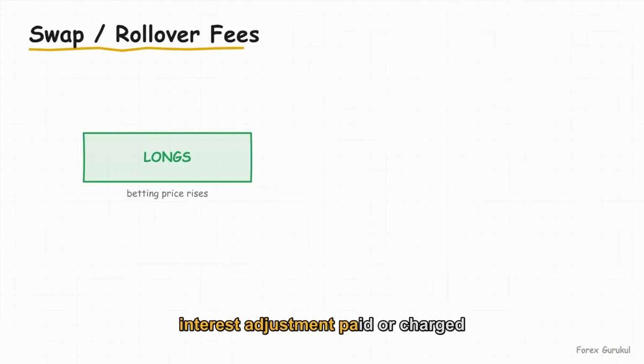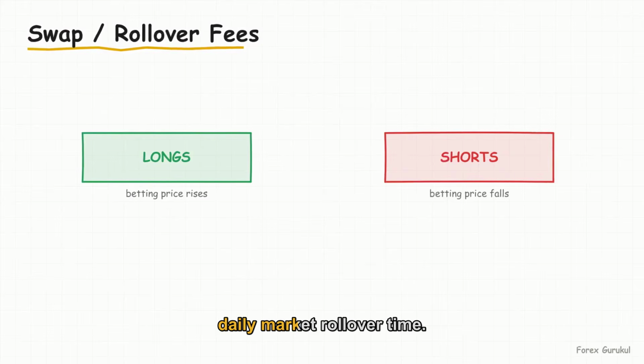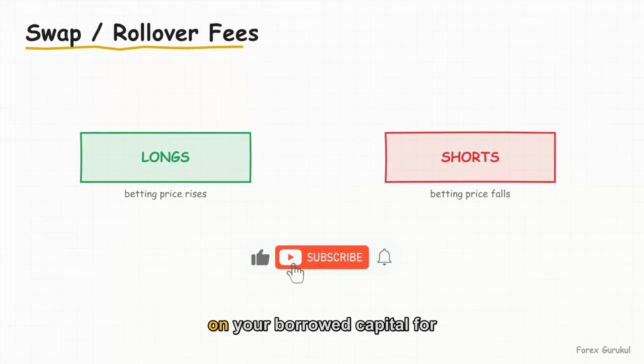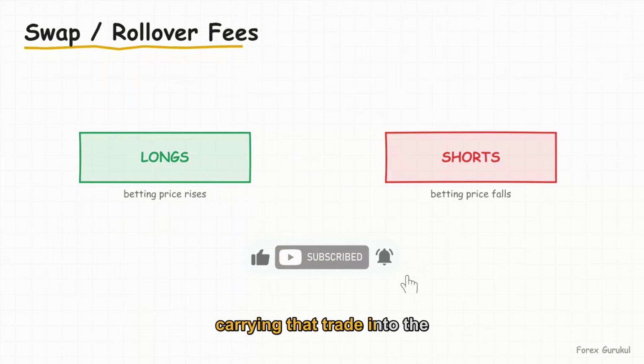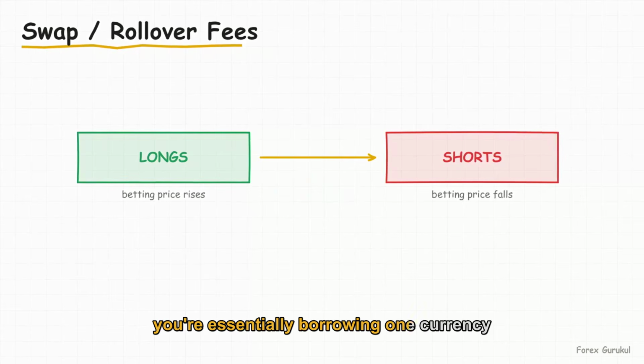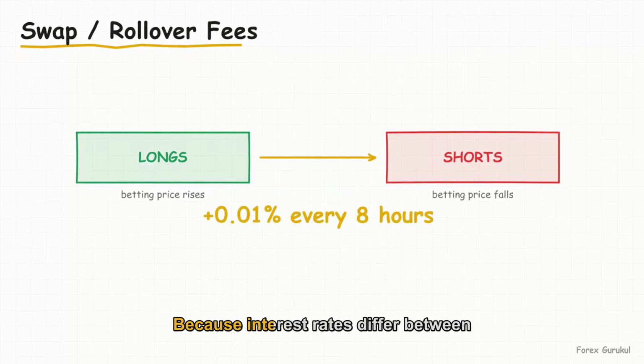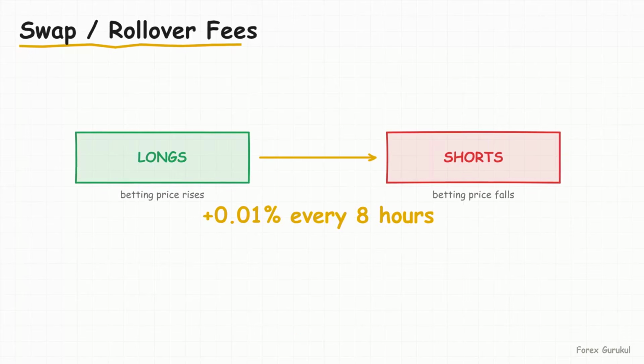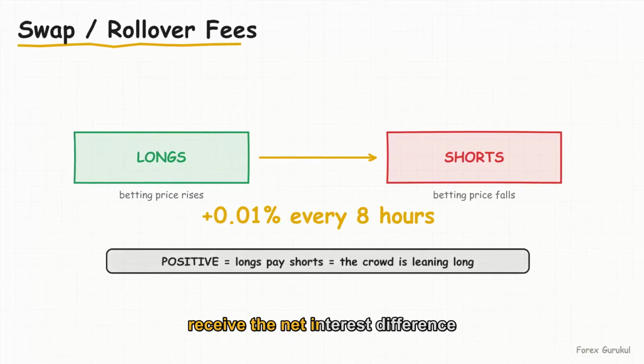In simple terms, a swap fee is an interest adjustment paid or charged to you for holding a trading position open past the daily market rollover time. Think of it like a small interest payment or charge on your borrowed capital for carrying that trade into the next trading day. When you trade Forex, you're essentially borrowing one currency to buy another. Because interest rates differ between currencies, holding an open position overnight means you either pay or receive the net interest difference between the two currencies in your pair.